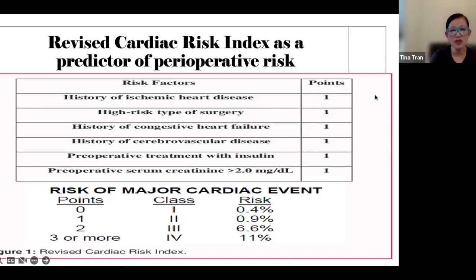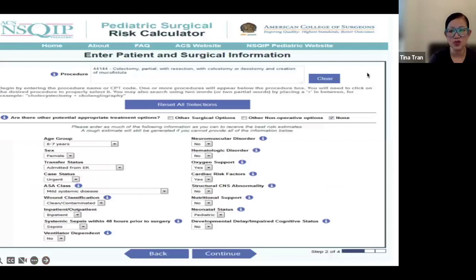But if you know the information, then plugging it into this calculator or this risk index will let you know the risk, based on the patient's perioperative course, of the likelihood that they're going to have a major cardiac event within 30 or so days from when they had their surgery. So, of course, if it's higher, you want to do everything you can to minimize this risk without having the patient wait too long for their surgery.